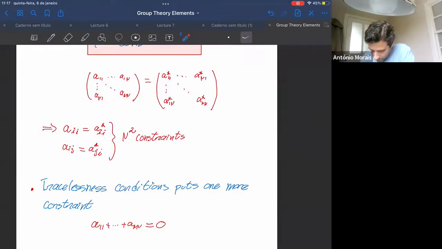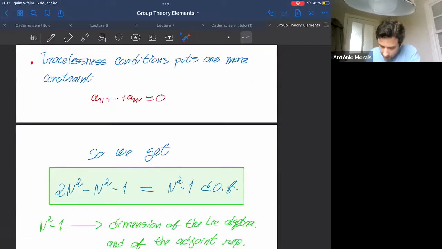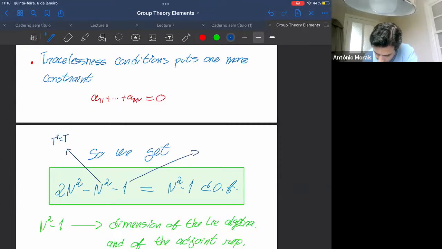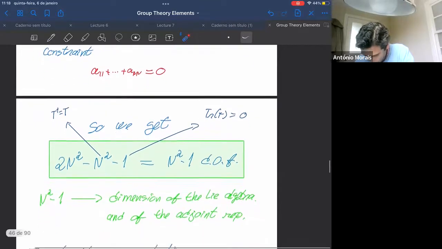And by doing so, we have the 2n squared, the total freedom that we set in the beginning, minus the n squared coming from the hermiticity, and minus 1 coming from the tracelessness condition. So this n squared is coming from T star equal to T, and this one is coming from basically the tracelessness condition. So overall, we get n squared minus 1 degrees of freedom.